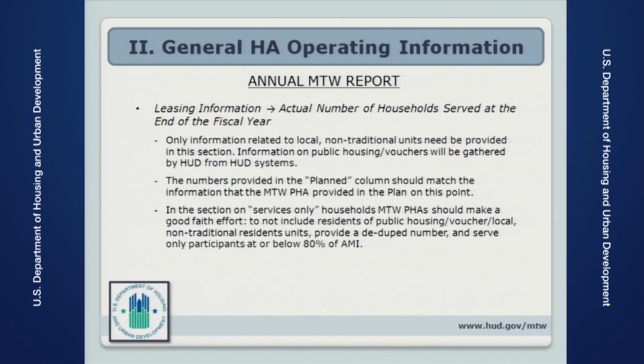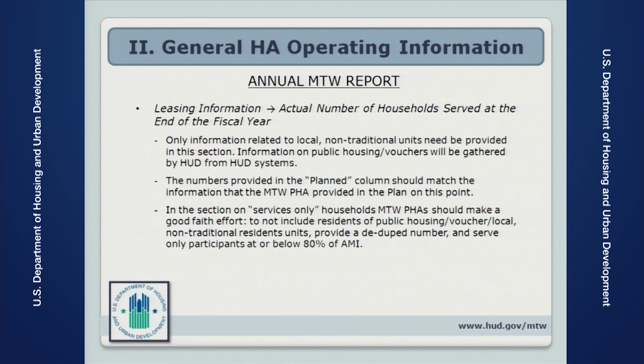Next is the actual number of households served at the end of the year. Again, this is a report on how the agency actually did in this category. You'll notice that the boxes for both public housing and Section 8 are removed in this section. That's because we'll be pulling that information from HUD systems. So we'll get the voucher figures from VMS and we'll pull the public housing figures from PIC. So the boxes provided are only for local non-traditional units.